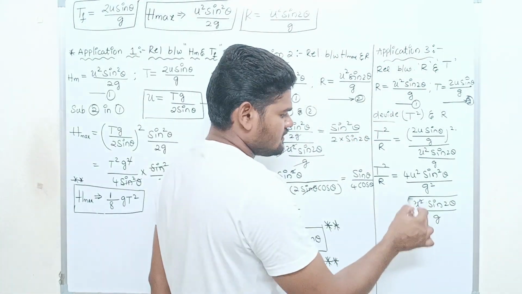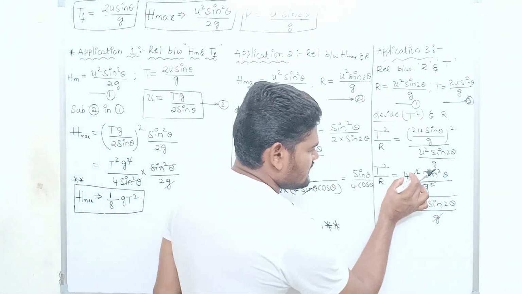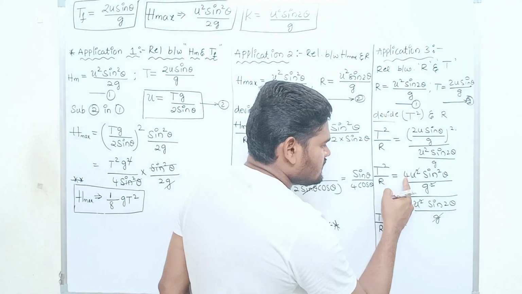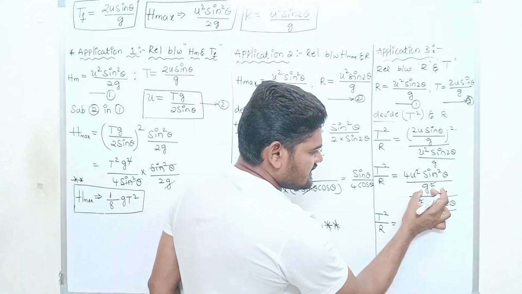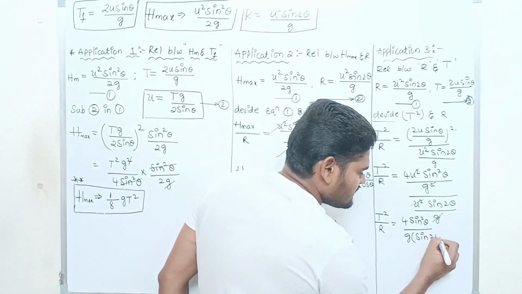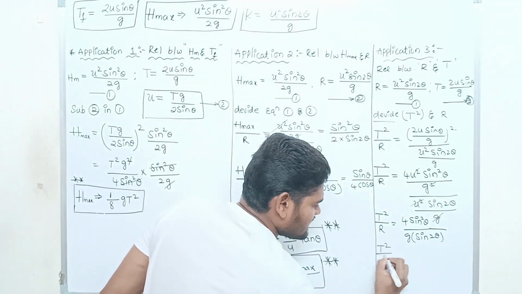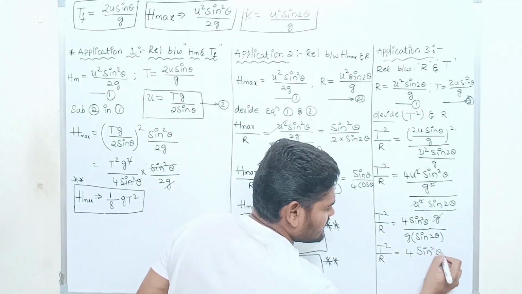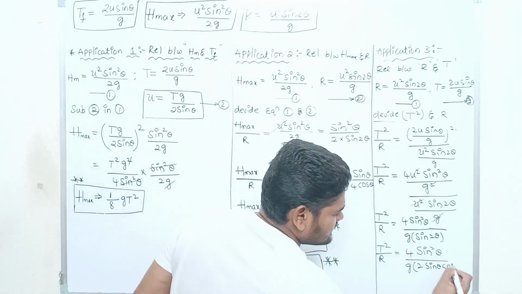Have a look. u square gets cancelled out. Here g square is there, so one g gets cancelled out. Here we have 4, right? So t square by R is equal to 4 sine square theta divided by g, into sine 2 theta, which can be written as 2 sine theta cos theta.